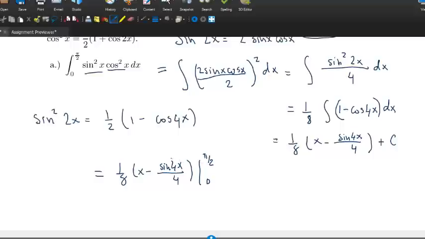When I plug in pi over 2 here, I get sine of 2 pi. Sine of 2 pi is 0, so I don't get any contribution from this part, but I get contribution from here. I get 1/8 times pi over 2, which is pi over 16, minus, when I plug in 0, the first term disappears. Sine 0 is 0, so I get nothing but minus 0. So the final answer is pi over 16. Alright, here when we don't have any odd exponents, we use the double angle formula.